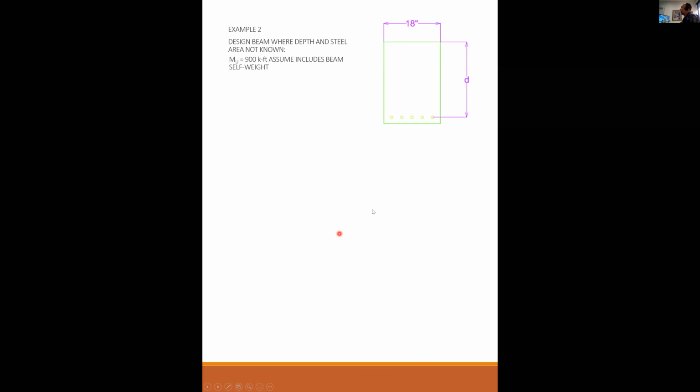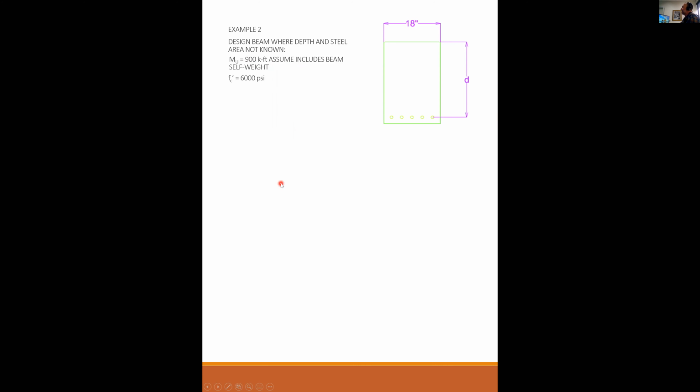We're going to assume that I'm designing to a maximum factored load of 900 kip-feet, right? So I don't always have to go through the factoring of the three different combinations. I can just give you Mu. If I give you Mu, there's no point in trying to calculate it. I just gave it to you, right? So here we just assume that Mu is 900 kip-feet, and we also assume that it includes any dead load from the beam itself. Just simplifies the problem. So I'm just targeting 900.